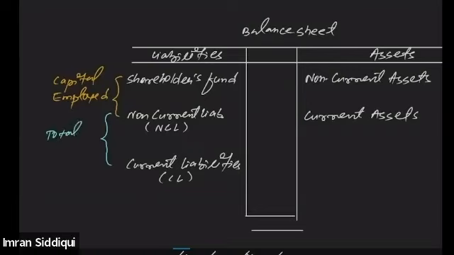It's called total debt. Understand that? So if in any question you are provided with the capital employed, that means you are provided with the collective value of the shareholders fund as well as the non-current liability. And similarly, if you are provided with the total debt, that means total debt is the sum total of the current liability and non-current liability. Alright, I hope this is clear to you.